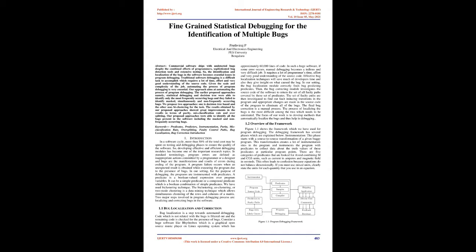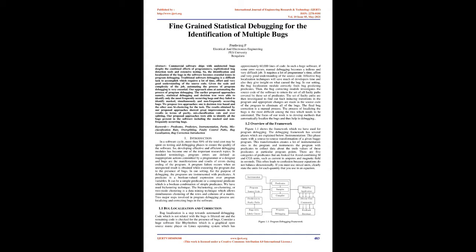The results obtained by our proposed approaches showed great improvements in terms of purity, misclassification rate, and oversplitting. Our proposed approaches were able to identify all the bugs present in the software, including the masked and non-frequently occurring bugs. Keywords: predicates, predictors, instrumentation, purity, misclassification rate, oversplitting, faulty control paths, bug localization, bug correction.